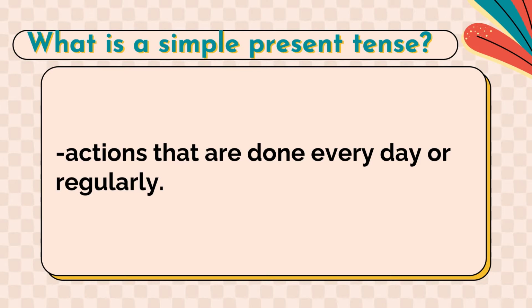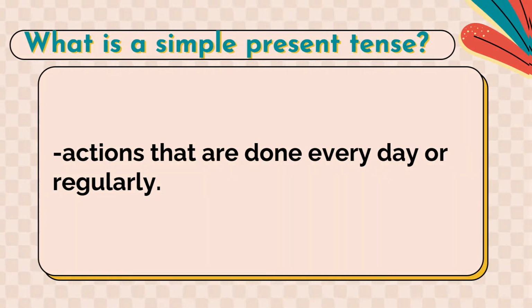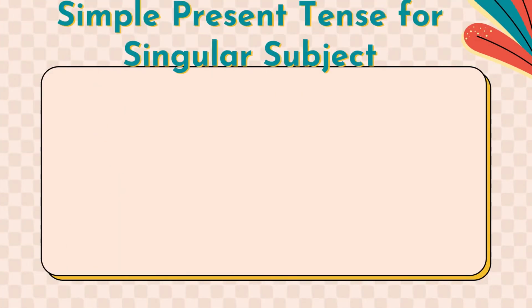For example, we have here the different time expressions that we are going to use to indicate the simple present tense. We have every day, every morning, once a month, once a day, once a week, always, weekly, regularly, and daily. So let us study the rules in forming the simple present tense of the verb. Simple present tense for singular subject.